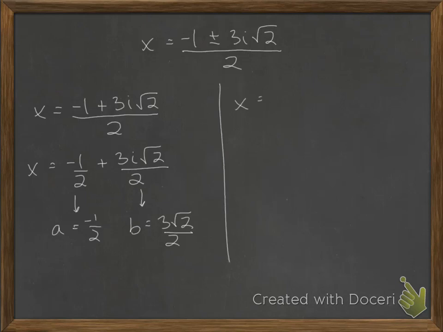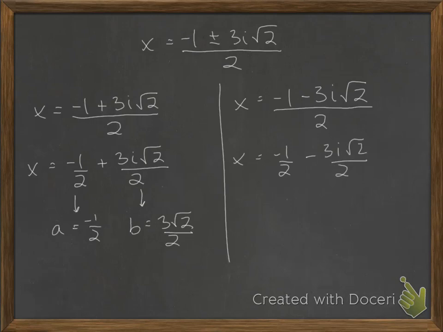So then we need our negative solution, so that would be negative 1 minus 3i square roots of 2 all over 2. Okay, again, if you're asked to break it up into a real and an imaginary part, you could break it up like that. And again, if anybody asks you what is a and what is b, a, of course, is going to be the same, and b is the same except that it is negative. So it would be negative 3 square roots of 2 over 2.